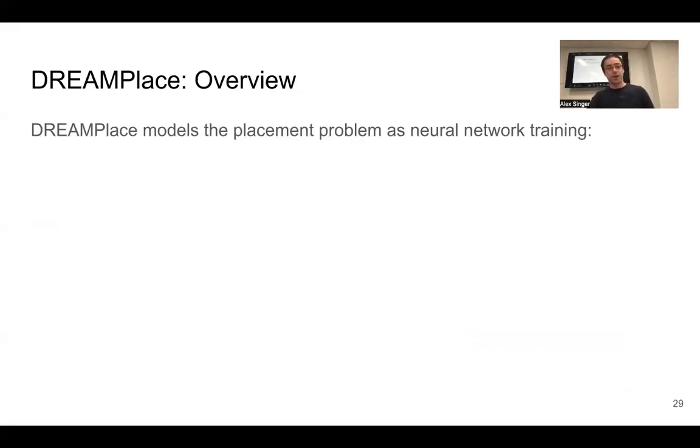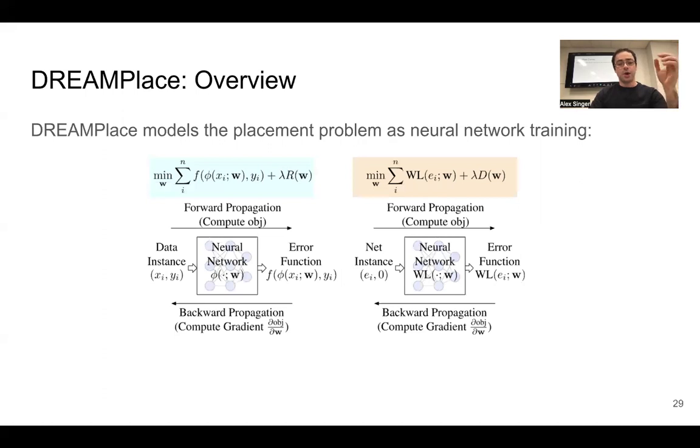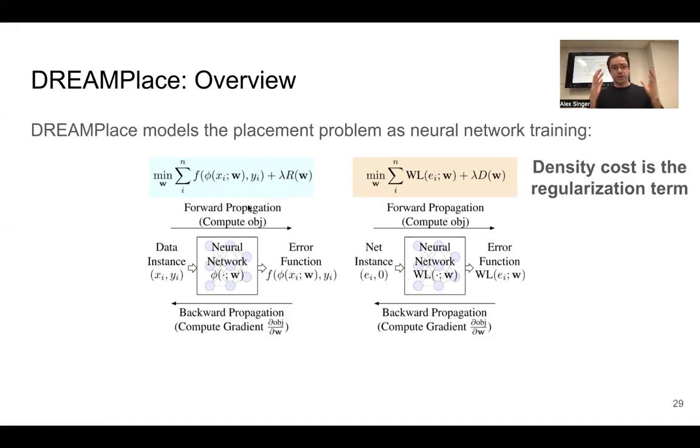Thanks, Haidar. So, DreamPlace models the placement problem as neural network training. What does that mean? Well, they have this really excellent figure to explain it. On the left, we have neural network training, which is trying to minimize a function, which is some function with an activation plus some regularization term.